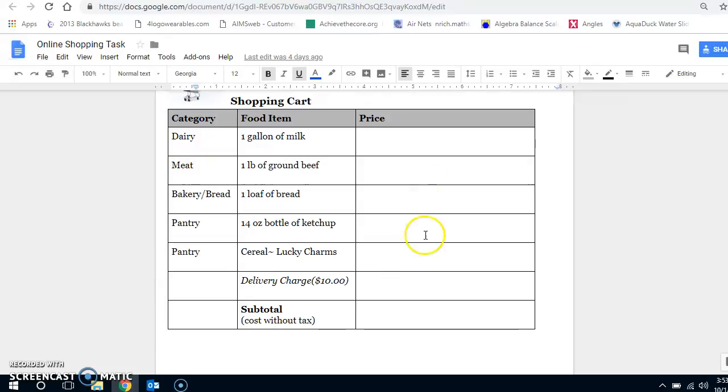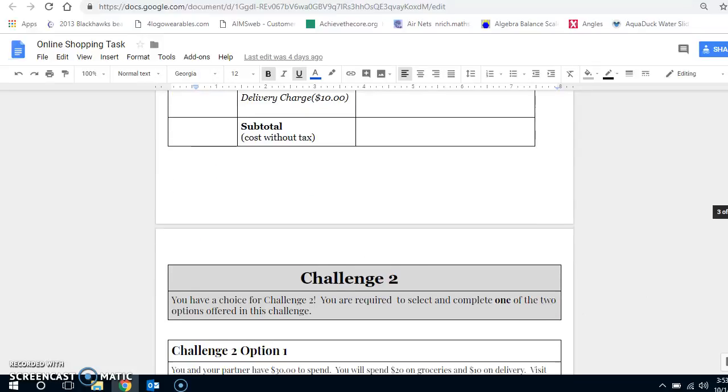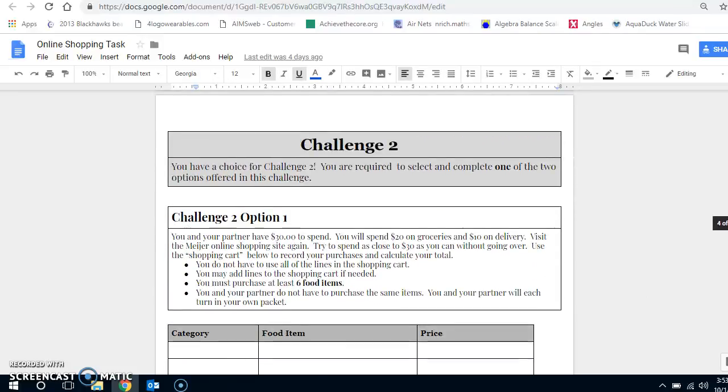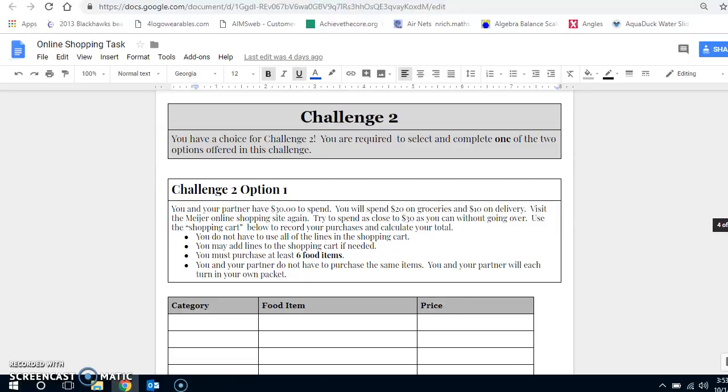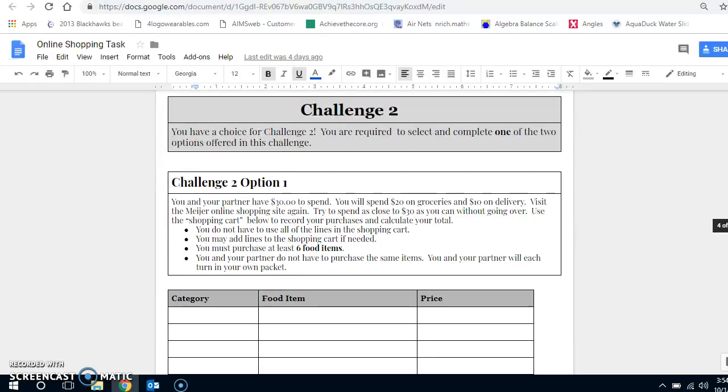You will give me the price. You must also include your delivery charge and the total cost without tax. Let's take a look at Shopping Challenge 2. You have a choice for Shopping Challenge 2. You are required to select and complete only one of the 2 options offered in this challenge.